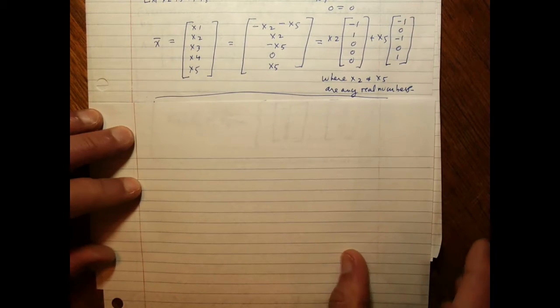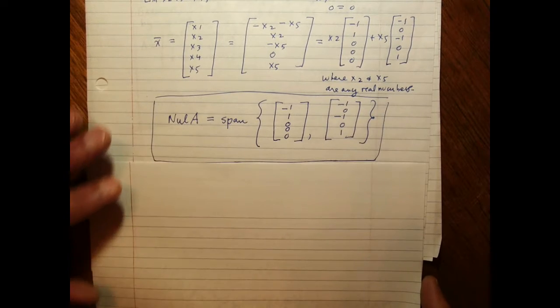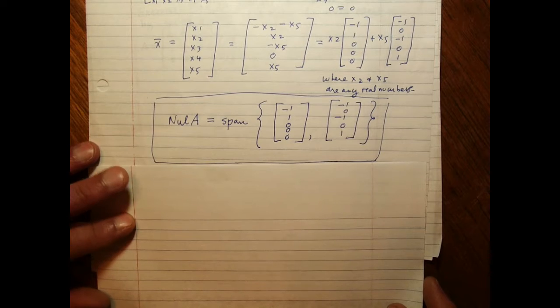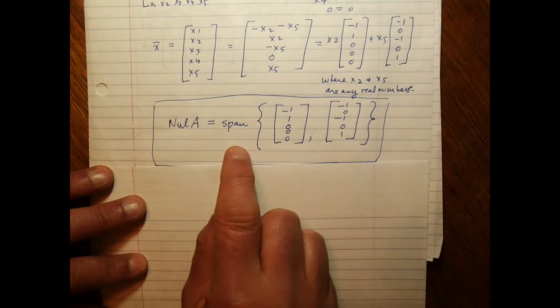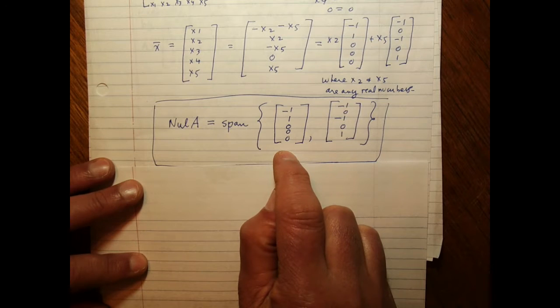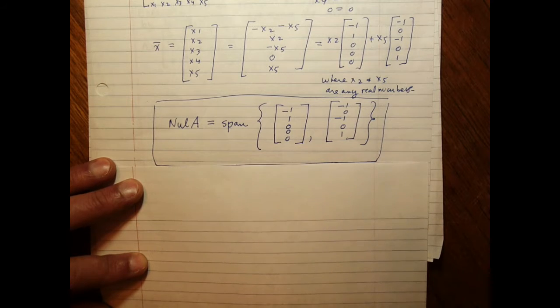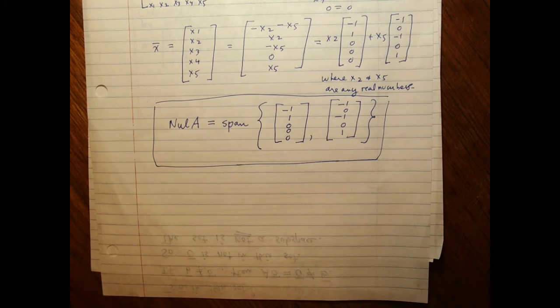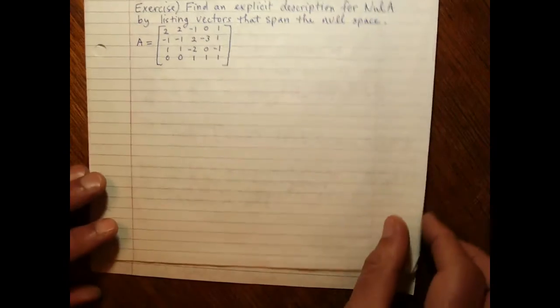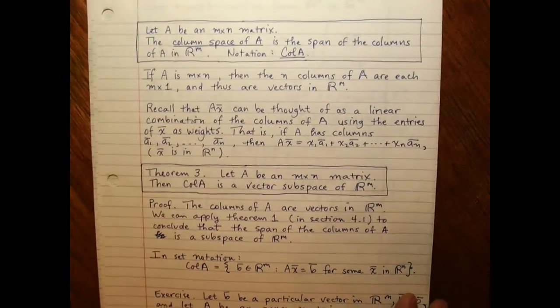And now let's be a little fancier about things. We can now say that the null space of that matrix A is the span of these two constant vectors, since it consists of all linear combinations of these two vectors. And there's our description of the null space of A. And we've completed that exercise. Let's move on to the next page of the handout.